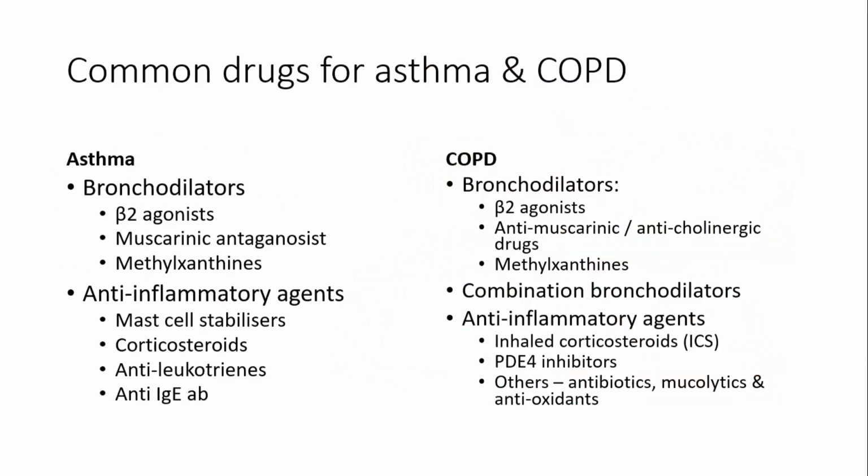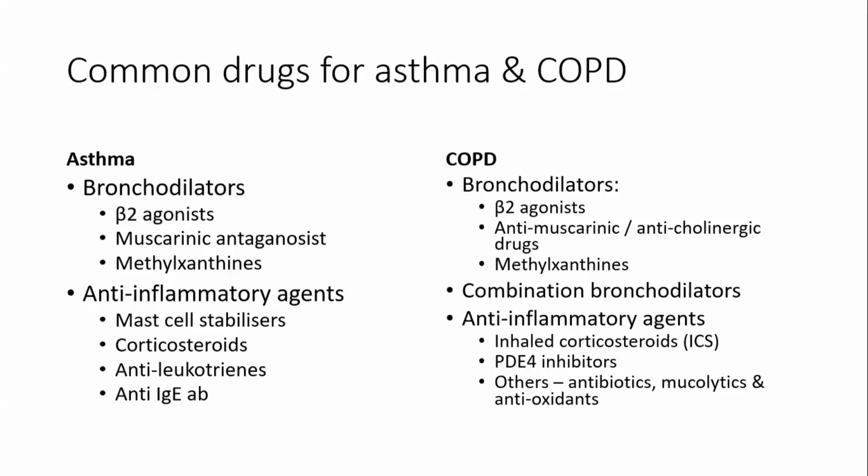Okay. Okay, so these are the common drugs for the asthma and COPD. Okay. COPD tu apa? It is chronic obstruction of pulmonary disease. Okay. Kalau tengok the drugs for the asthma and COPD tu lebih kurang sama je. Okay. Kalau tengok asthma ada bronchodilators and anti-inflammatory agents as well as the COPD also ada bronchodilators and the anti-inflammatory agents. So due to the chronic condition of the COPD, okay, they can have combination bronchodilators.